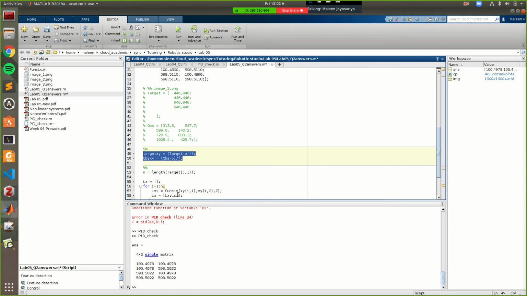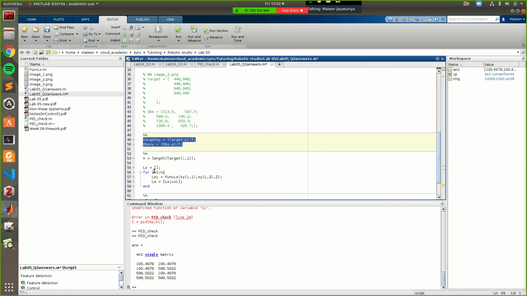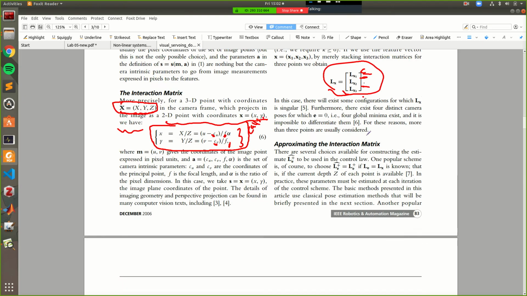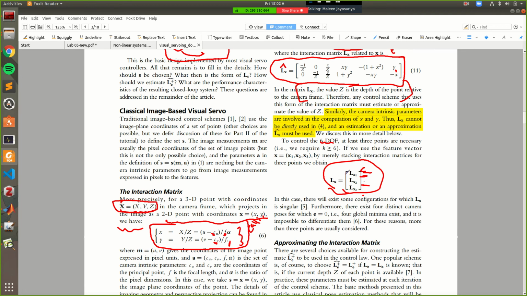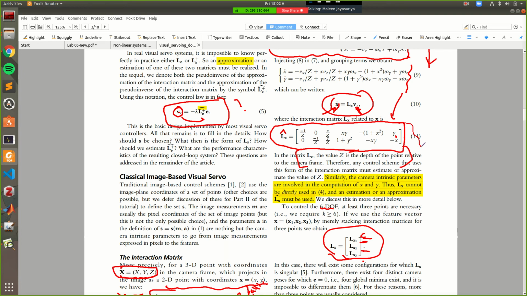Relative to the image plane. Then what we need to do is figure out this LX matrix for each of these 4 points. So we have 4 points now. So LX has to have 4 rows of these set of equations, right?